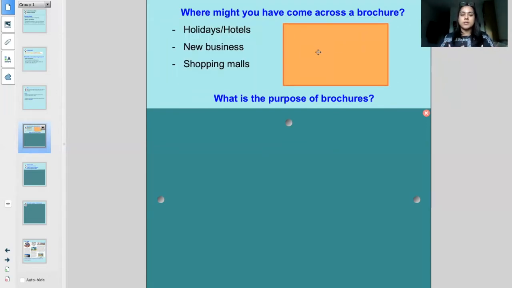So you might have thought of holiday brochures or hotel brochures, which tell you certain activities that you can do in a new country that you're visiting. Maybe a brochure for a new business that's selling a brand new product or a service that they're providing. You might have seen brochures in a shopping mall. Maybe one of your adults might have picked up a brochure to see which shop is on which floor of that shopping mall to help them.